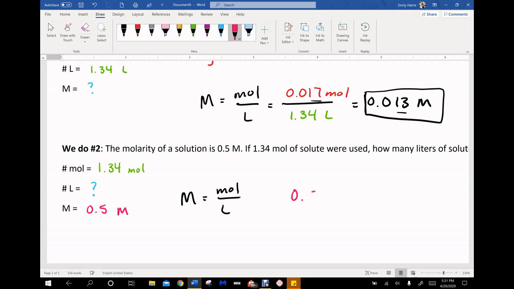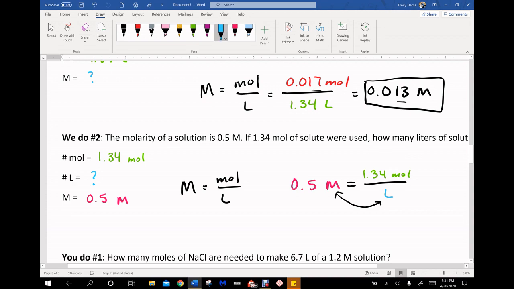So we have 0.5 molar for our concentration, and we'll set that equal to the number of moles, 1.34 moles, divided by the liters, which is what we're looking to find. We're going to treat liters as if it's our variable x that we're solving for. And a quick little trick: you can work this out the long way, but if you have your variable in the denominator and it's set equal to one single value on the left, these two values can swap places very easily, and that rearranges your equation to where you have your moles divided by your molarity.